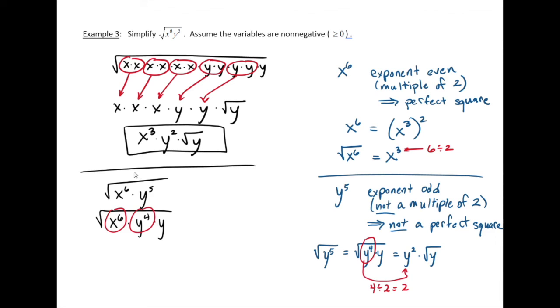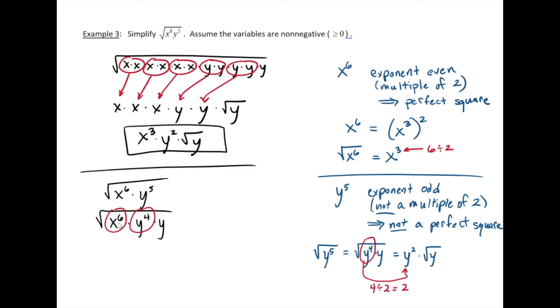So if we go back to the original expression and we use this shortcut, we first identify any variables that have exponents that are multiples of 2, so x to the 6th, and any variable that has an exponent that's not a multiple of 2, we factor out one of those variable factors, and we're left with an exponent that is a multiple of 2. And now we can simplify by taking the square root of each of these perfect squares separately, and we'll be left with a y on the inside.